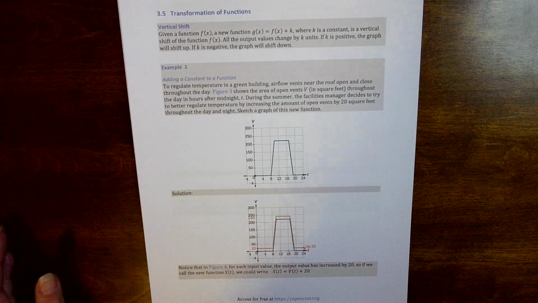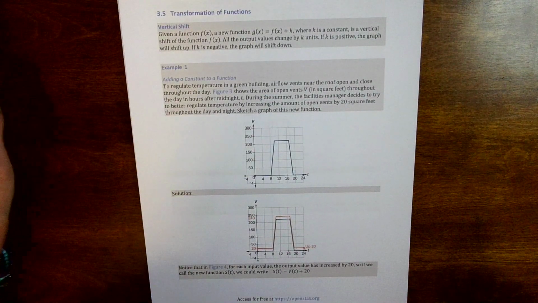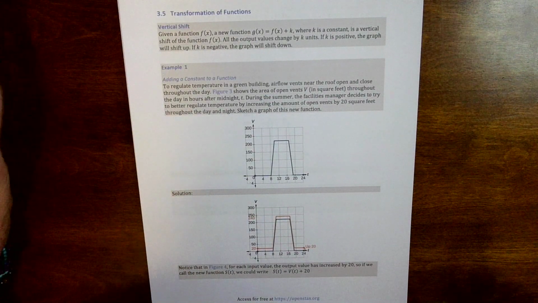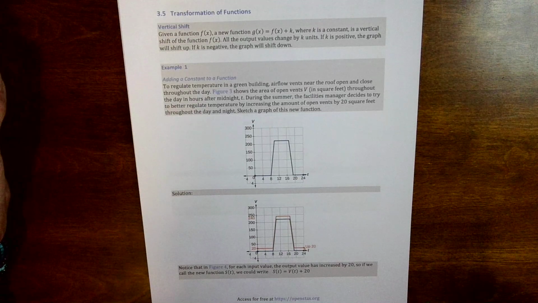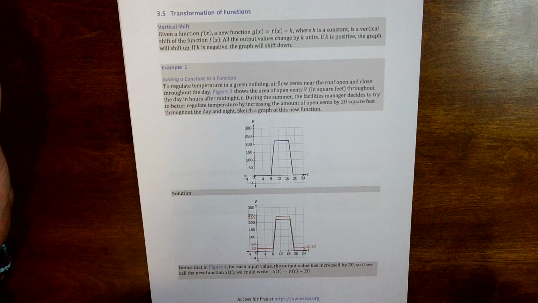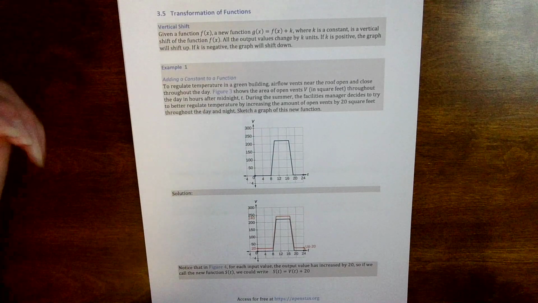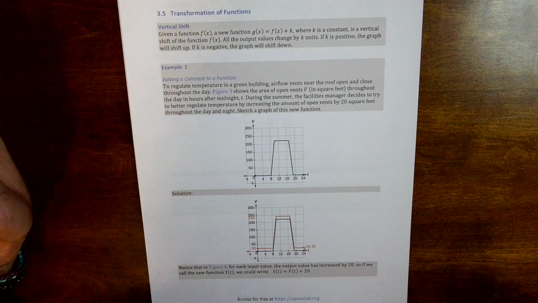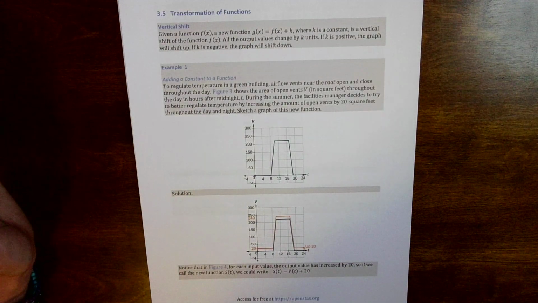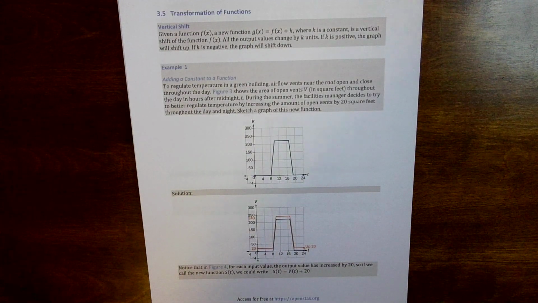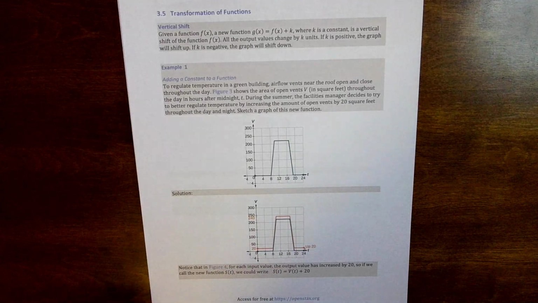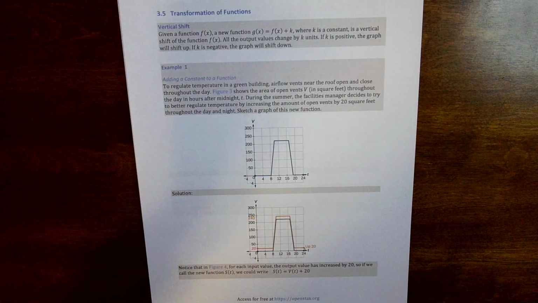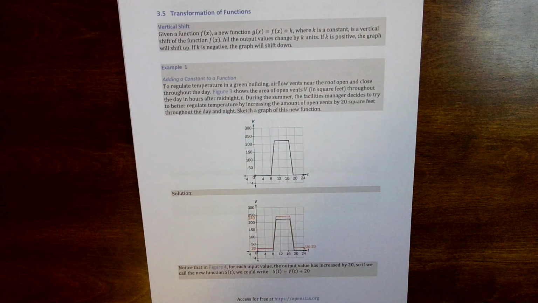So this says, given a function f of x, a new function g of x equals f of x plus k, where k is a constant. That is a vertical shift of the function f of x. All the output values shift or change by k units. If k is positive, the graph will shift up, and if k is negative, the graph will shift down. So you're literally, if you add 2, you just take every point and add 2, and move it up. If you subtract 3, you take every point and move it down 3.